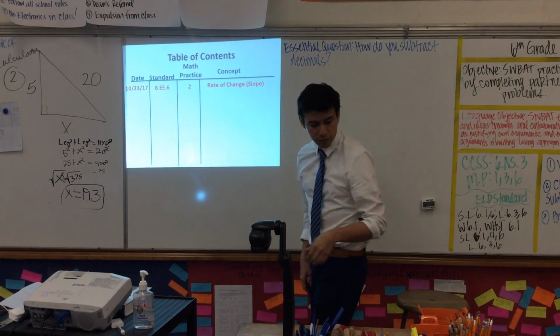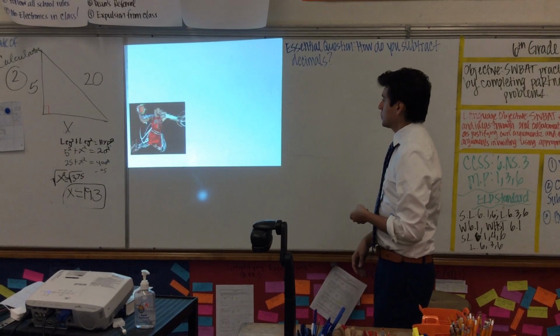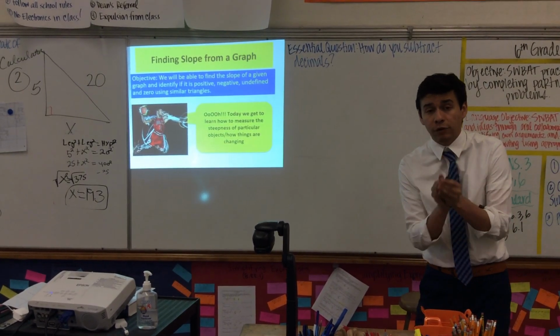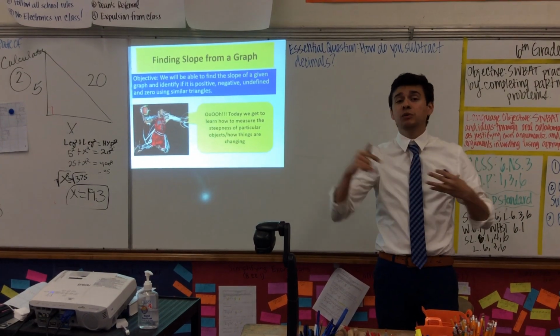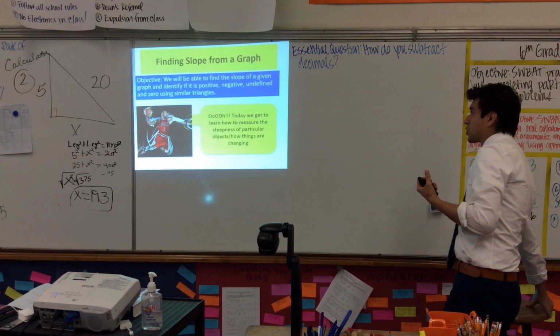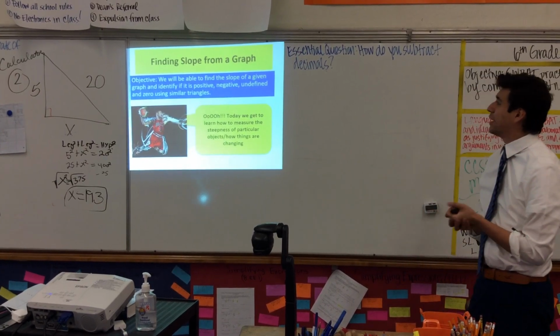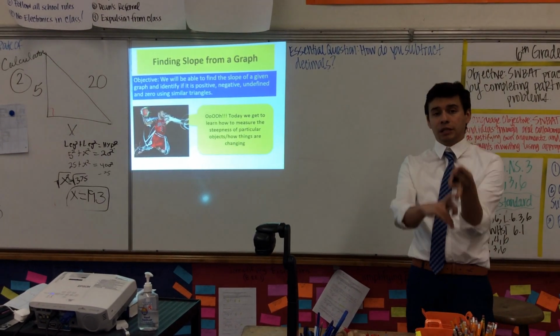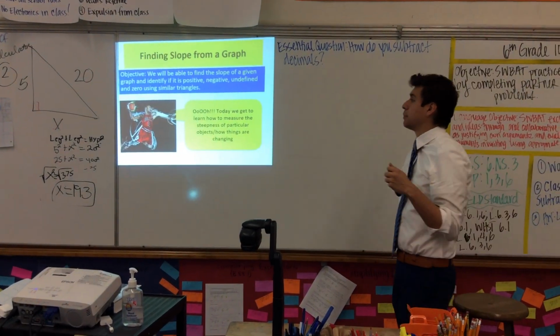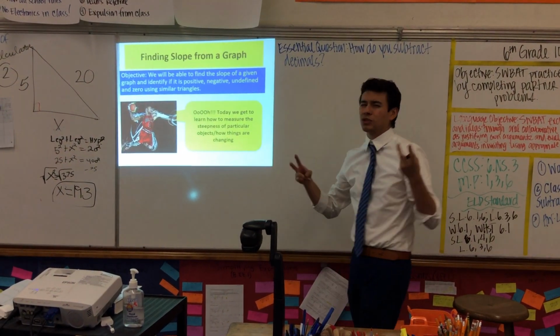So let's go ahead. Where's my clickers? Right here. Perfect. So this is the objective from yesterday. Finding the slope from a graph. So if I give you a graph, you need to figure out what the slope is. So the objective was, we will be able to find the slope of a given graph and identify if it's positive, negative, undefined, and 0 slope. Don't worry, we're going to be able to cover that in a couple of minutes using similar triangles.